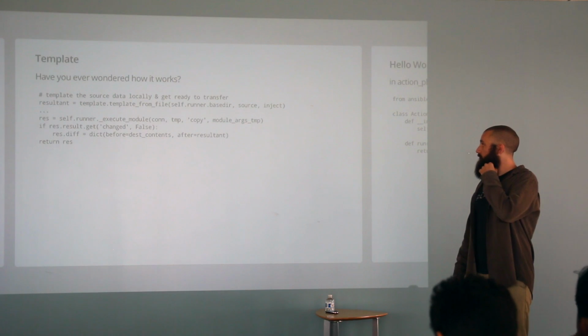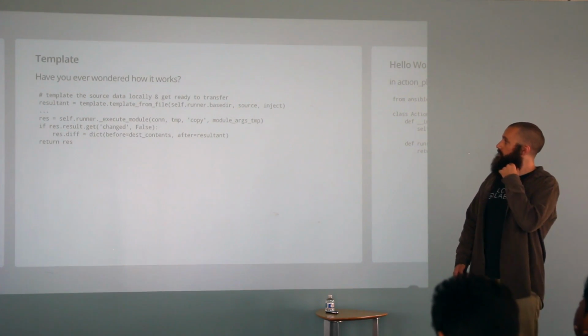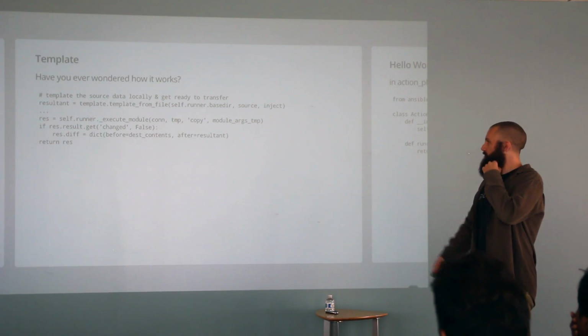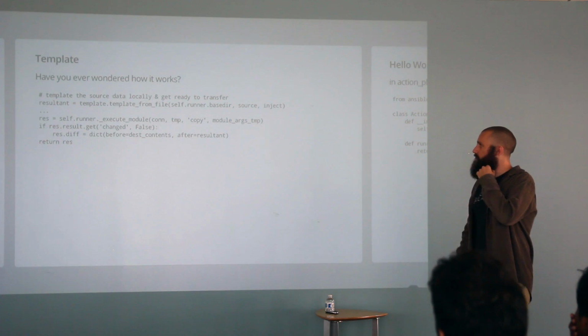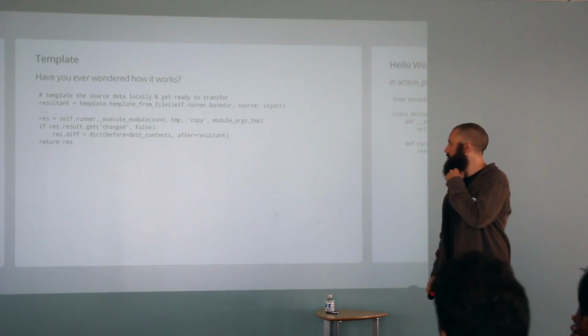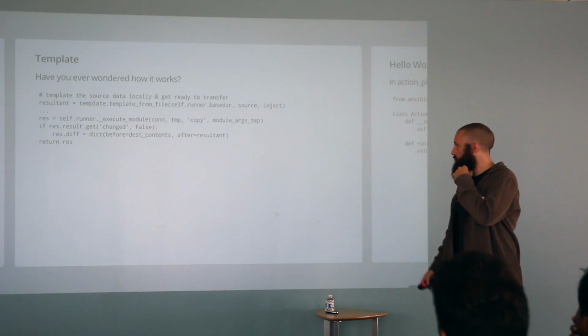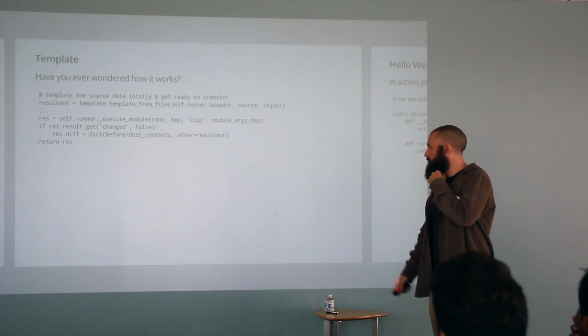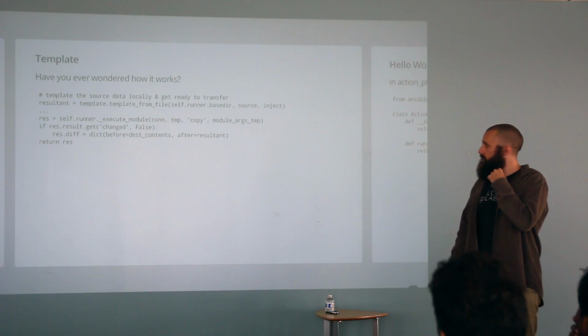This is what it looks like internally. If you check out the Ansible source code, there's been a lot deleted. There are details. But this is basically it. It does some Jinja2 stuff. It runs the copy module. Maybe it returns a diff. It's the whole thing.